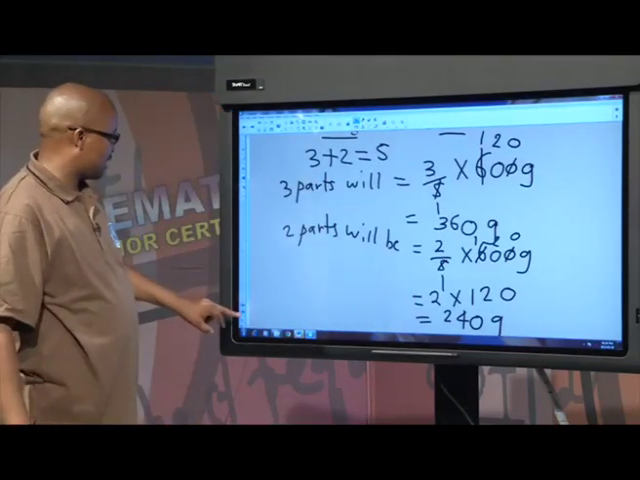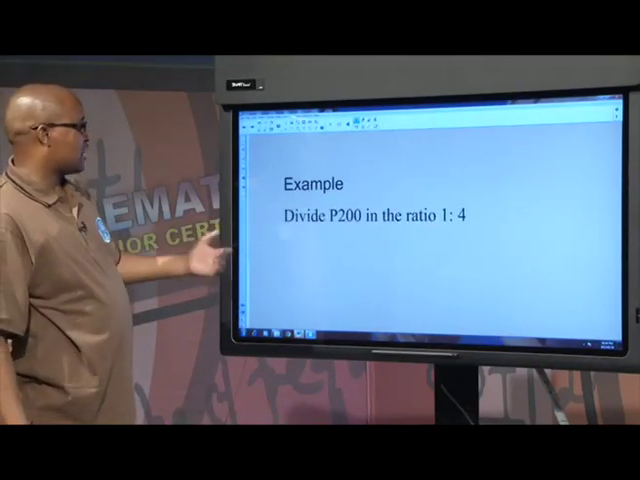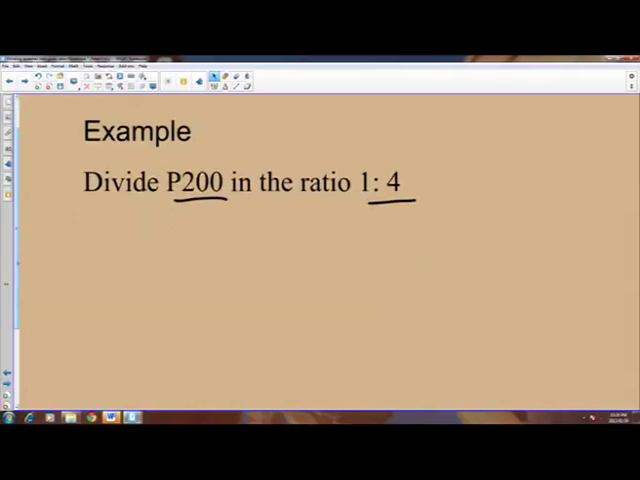We can also look at another example to stress this point. Another example says divide 200 pula in the ratio 1:4. We are to divide 200 pula, which is a quantity here, in the ratio 1:4. We start by saying, let us assume that this is 5 parts. How do we get the 5 parts? It's 1 plus 4. This gives 5, so it's 5 parts.